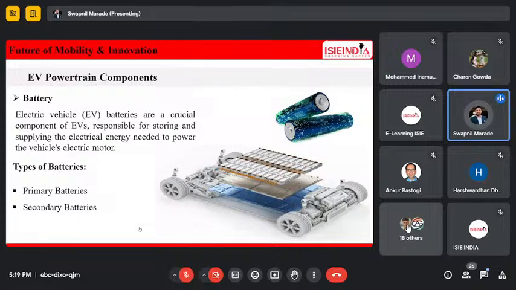The primary batteries include alkaline batteries and button cell batteries. Those batteries, coin cell batteries, come under primary batteries, which we use in our TV remotes, right? And electronic devices, etc. Secondary batteries we can use in laptops, mobile phones, drones, cameras, electric vehicles, etc. So those are the types of battery: primary battery and secondary battery.